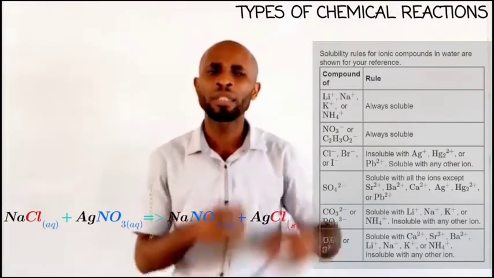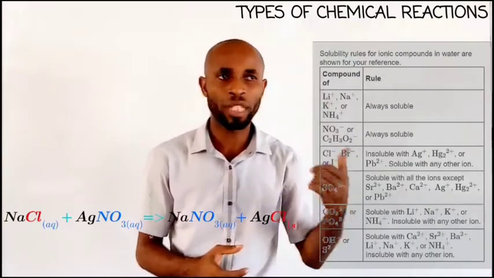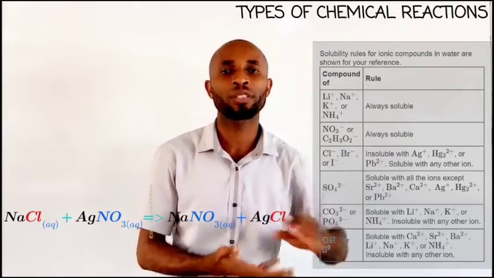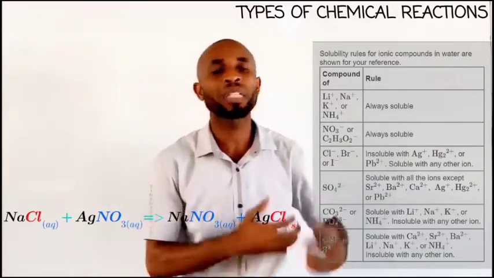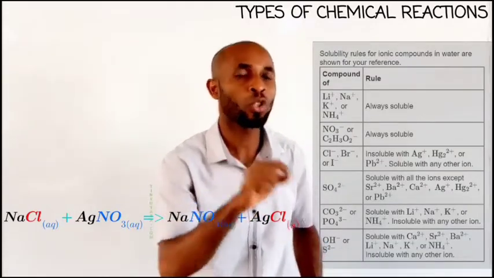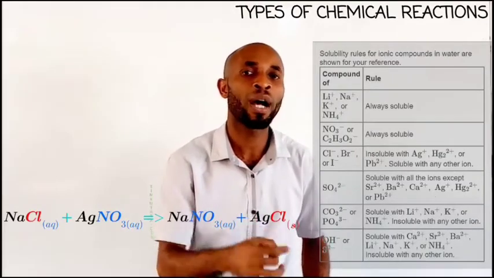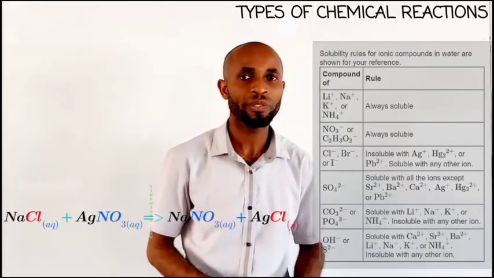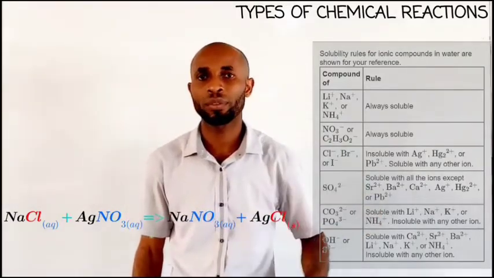Now, if you look at this, sodium trioxonitrate(V), according to the table, all trioxonitrate(V) are soluble. This one is soluble, this one is soluble. But their products are not soluble because silver chloride is not soluble in water. Therefore, you're going to see a precipitation of silver chloride. Now, that means that this is a precipitation reaction.